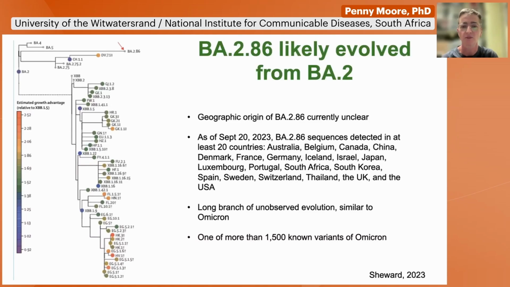But as of September 20th of this year, BA.2.86 sequences had been detected in at least 20 countries, ranging from Australia and Belgium and Canada all the way through to Thailand, the UK, and the US, as you can see from that long list. But what is kind of intriguing about BA.2.86 is the long branch length.